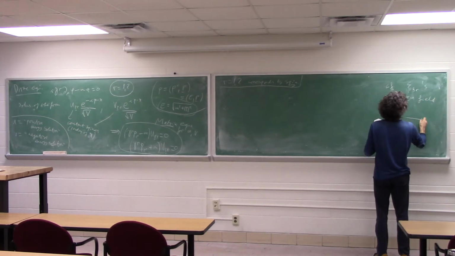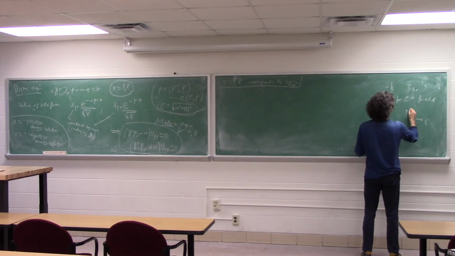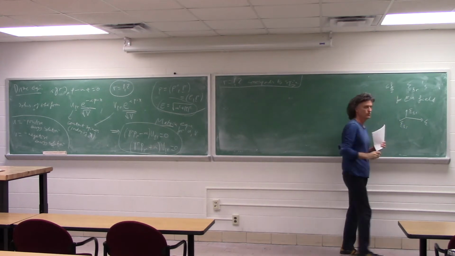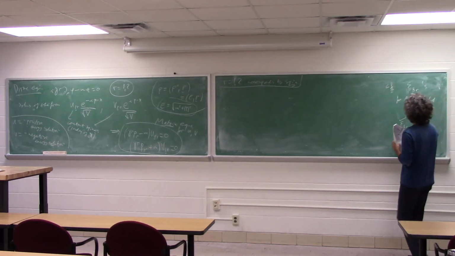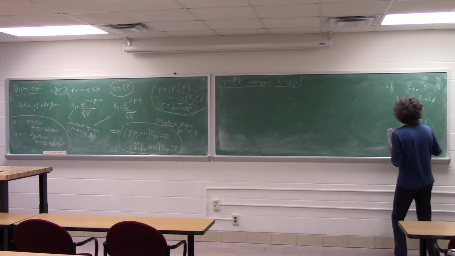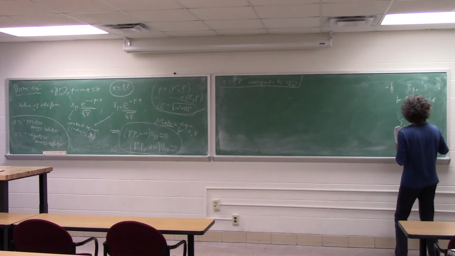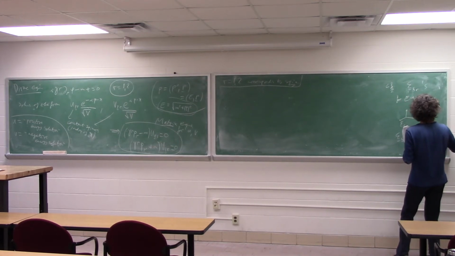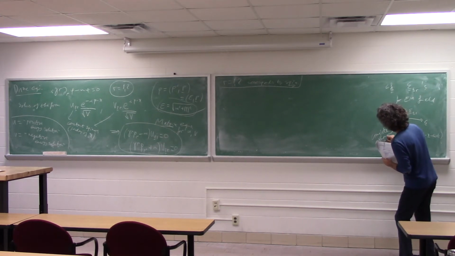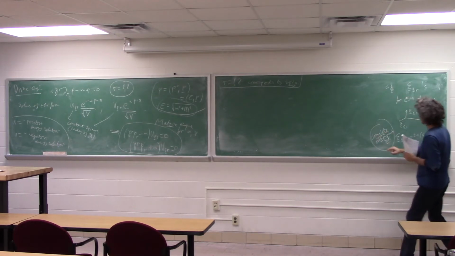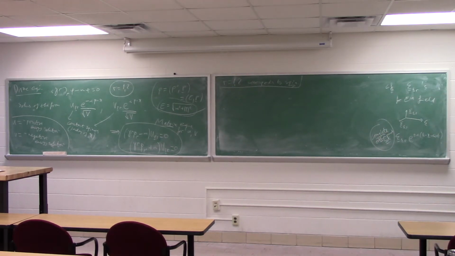So for each k, we have an epsilon k1 and an epsilon k2. It was convenient to choose these to be normalized and orthogonal to k. And remember, these form a complete orthonormal set for expanding the vector potential. You remember we did that way back.